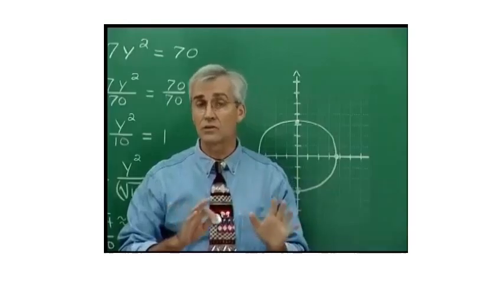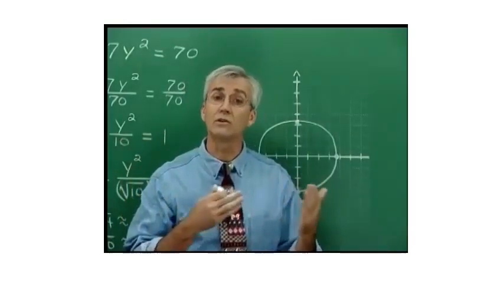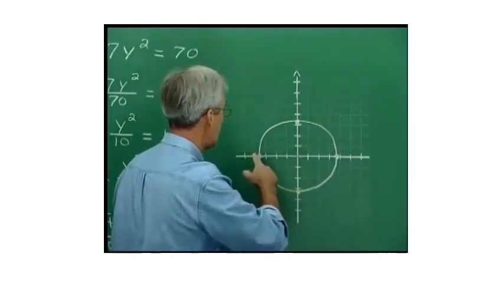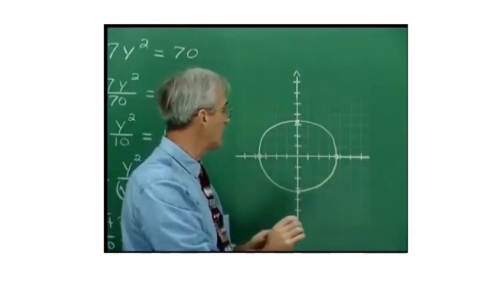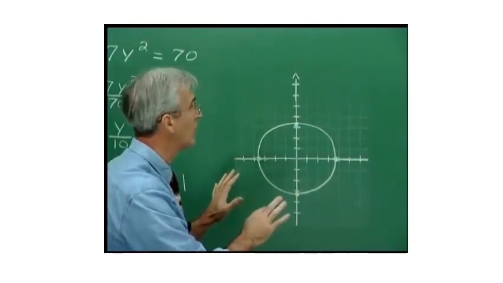But we can construct its graph by separating the original equation into two separate equations. One of the equations will be the top of the ellipse and the other will be the bottom of the ellipse, and you may remember this from studying the circle. The same technique is involved.